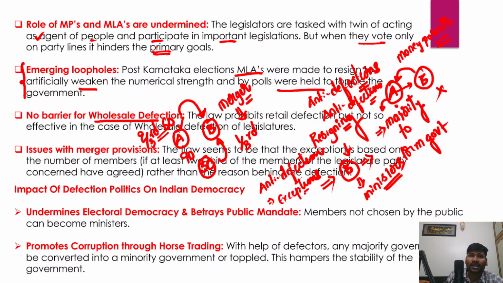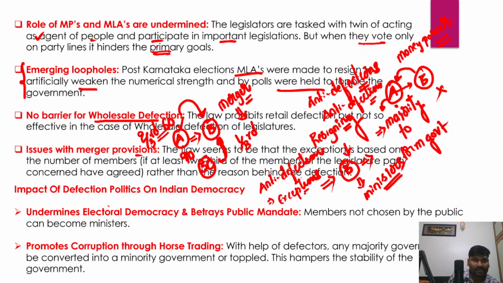And similarly, there are issues with the merger provisions that we have just understood, right? If 30 members from one particular political party wanted to join political party B, they will be subjected to anti-defection, but if 2/3 of the members decided to join political party B, it will not be subjected to the anti-defection law, right? So the proper reasons for the exemption have not been mentioned.